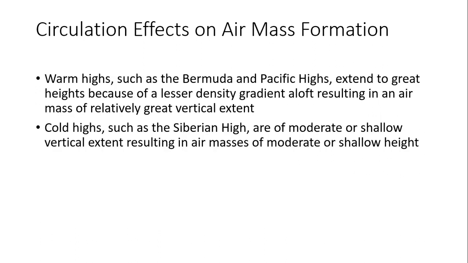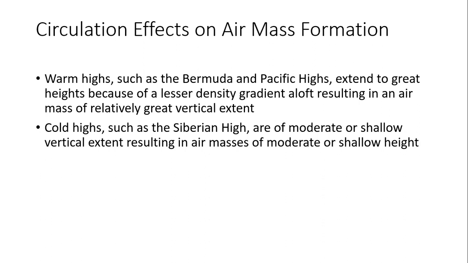Warm highs, such as the Bermuda High over the Atlantic Ocean, as well as the Pacific High, they extend to great heights. And we talked about warm core highs in last week's training. So when you have a subtropical high or a warm core high, your overall extent at which the air is circulated is going to be much greater. You're going to have a lesser, denser gradient aloft, resulting in an air mass of relatively greater vertical extent.